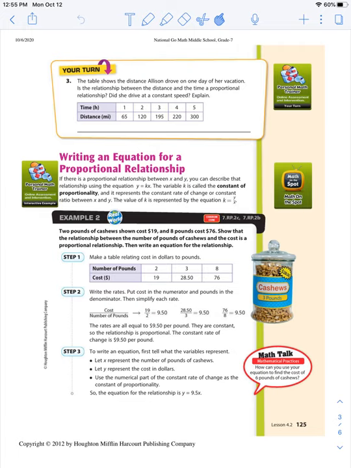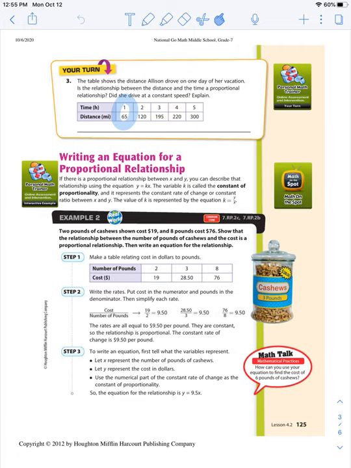All right, the table shows the distance Allison drove on one day of her vacation. Is the relationship between the distance and the time a proportional relationship? Did she drive at a constant speed? Explain. Okay, so in 1 hour, she traveled 65 miles. Now, if this is a proportional relationship, that's going to be our constant rate of change since that's our unit rate, which means I can check all of these other boxes by multiplying the hours times 65 miles and checking if it still fits our proportional relationship.